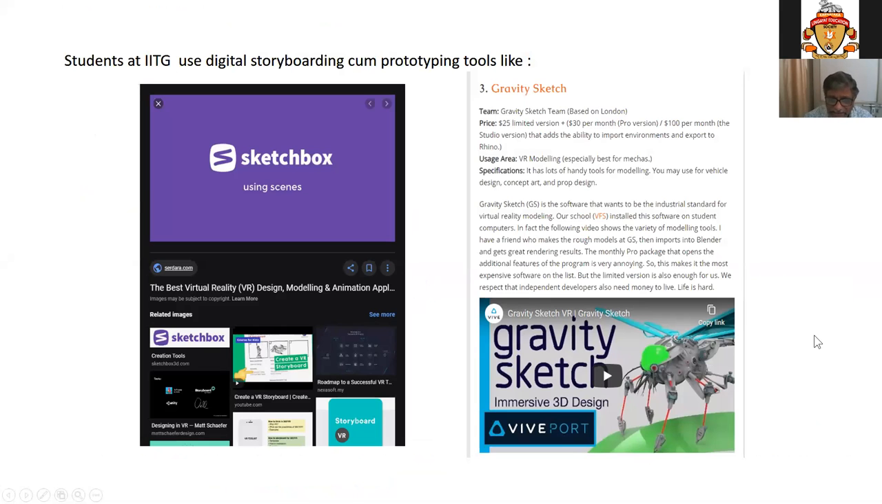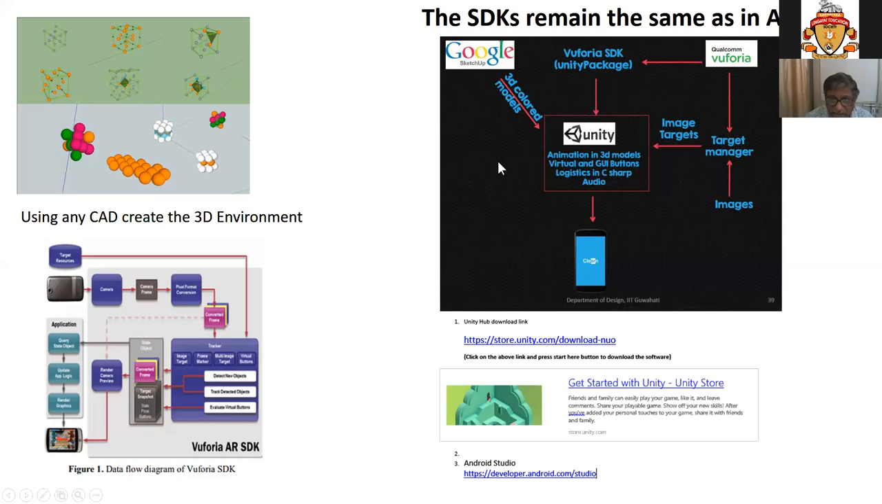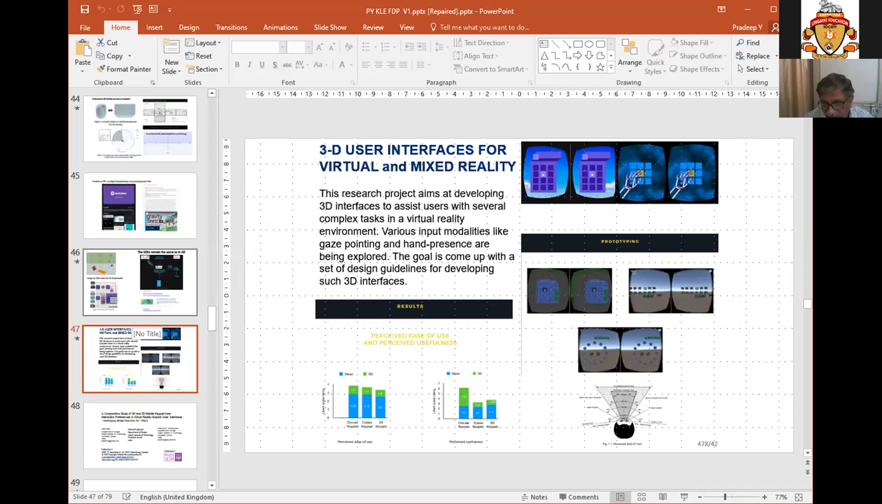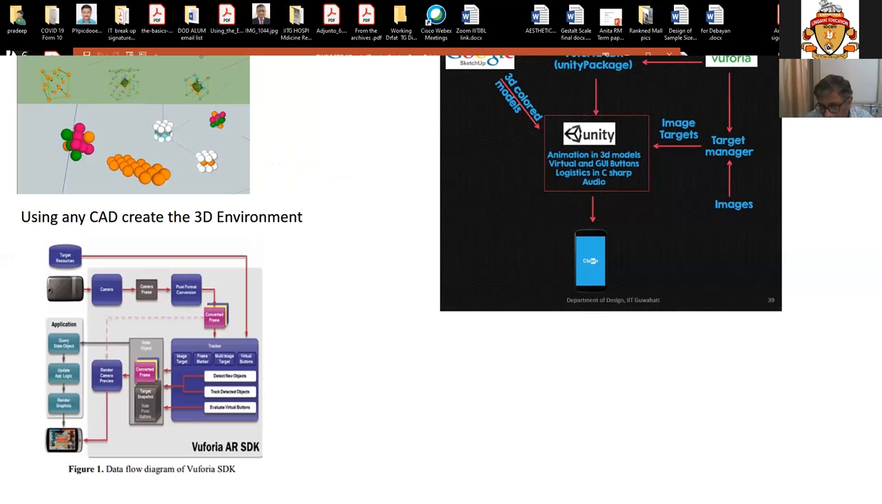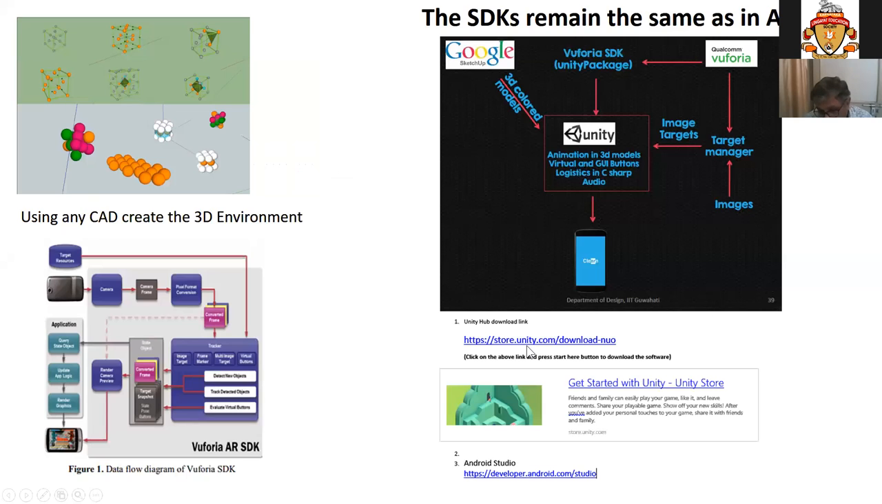Like in the previous case, I showed you augmented reality. Here too, these software tools remain the same, but we require this particular Unity. And this is a free software, it's available. It's on Android and it also works on iOS. If you really want to try it out, you can try it out.